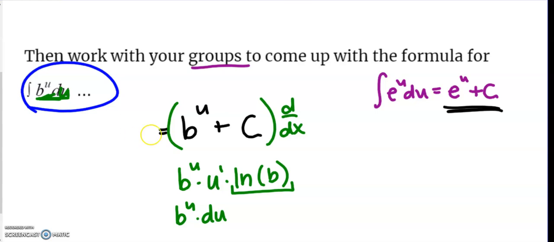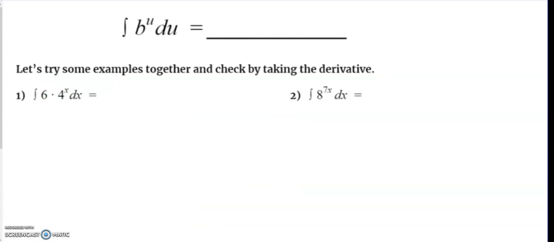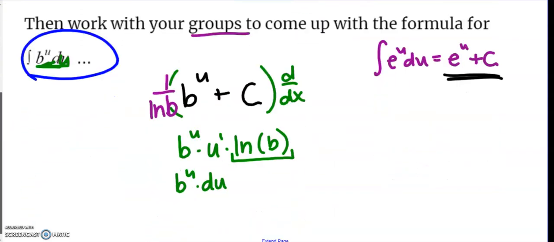which means that maybe from the very beginning, I should have adjusted by 1 over the natural log of the base. So let's get this written down, and then I'm going to show you the workaround for how and why this happens. So our official formula is going to be 1 over the natural log of the base times b to the u plus c. And this formula only works if the variable in the exponent is a perfect match to the variable of integration. Okay, so those expressions are identical. Let's talk, though, about why this works, because that's my job as a teacher, right?